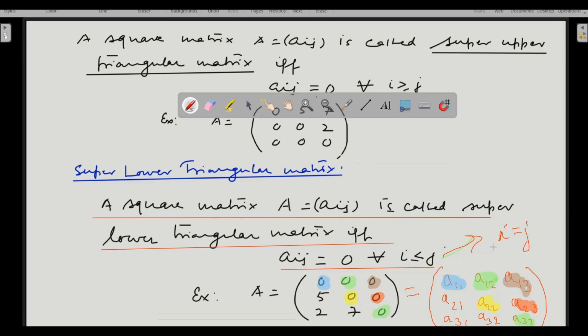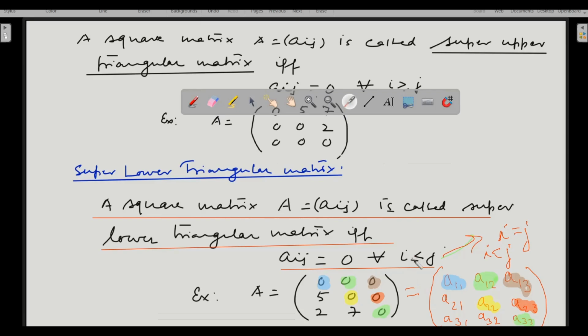I greater than j is also allowed. Not greater than j, smaller than j. I am really sorry. I smaller than j is also allowed. So this is the meaning of this particular symbol. Smaller than equal to j means equal to is also allowed, and i smaller than j is also allowed.